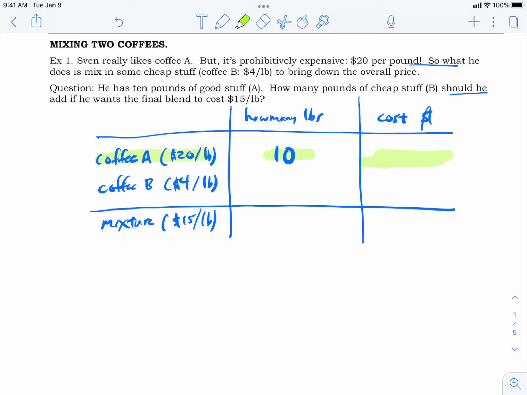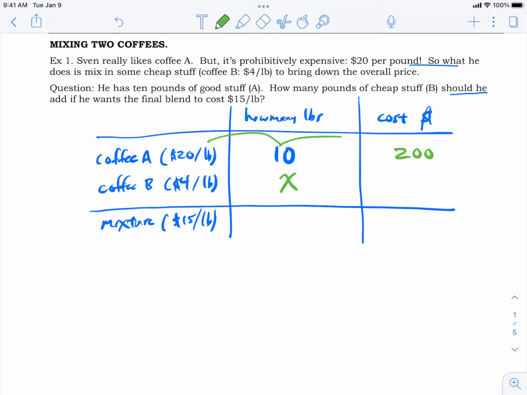That kind of tells you something, doesn't it? If you're buying 10 pounds for $20 each, well, heck, it's going to cost you $200. Might as well put that right there. See, we can figure that out. Now, how many pounds of coffee B are we using? Don't know. Really don't know. So that's what X is for, right? You say, I don't know. I'm going to call it X.